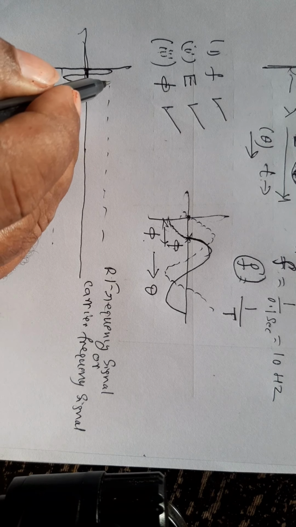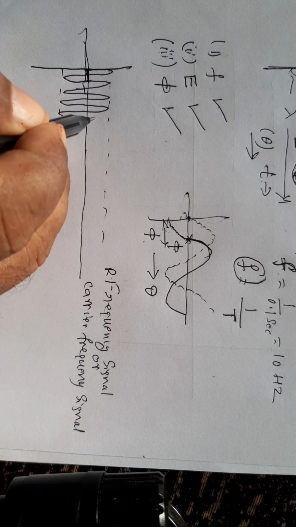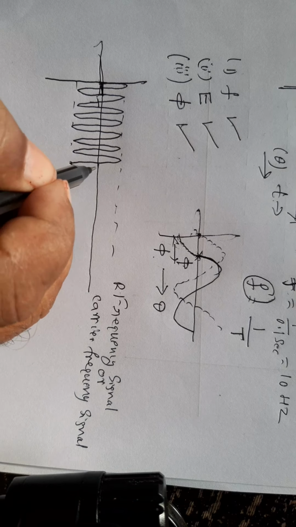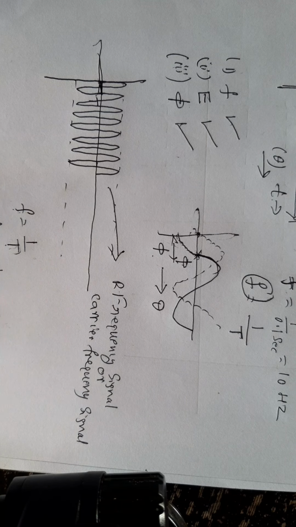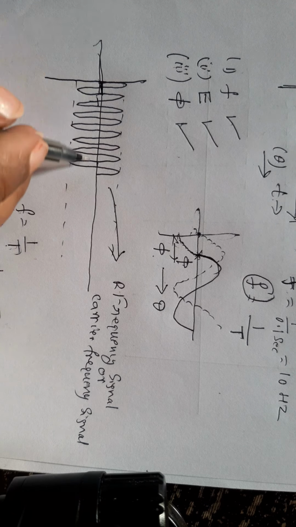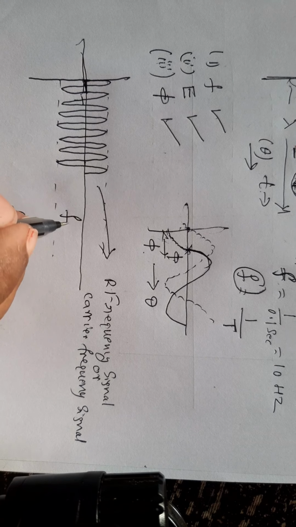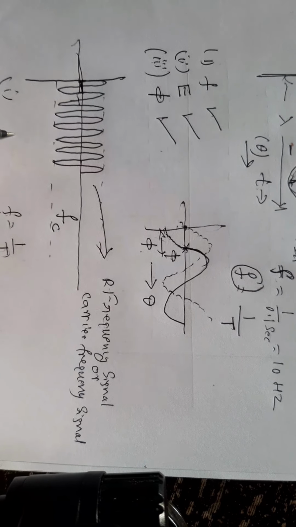I will write the number of waves in 1 second. This is our radio frequency signal, also called the carrier frequency signal. Of course, every wave is explained by three important characteristics. The number of waves in 1 second is called frequency. Since it is carrier frequency, I will represent this as FC.